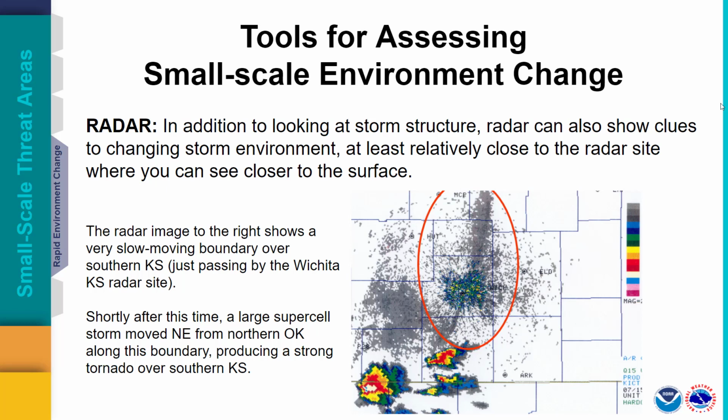In addition to looking at storm structure, radar can also show clues to changing storm environment, at least relatively close to the radar site where you can see closer to the surface. The image to the right shows a very slow-moving boundary over southern Kansas, just passing by the Wichita, Kansas radar site. Shortly after this time, a large supercell developed over northern Oklahoma and moved northeast along this boundary, producing a strong tornado over southern Kansas.